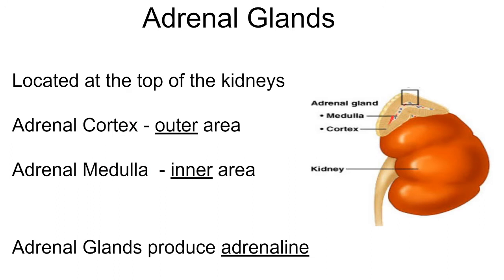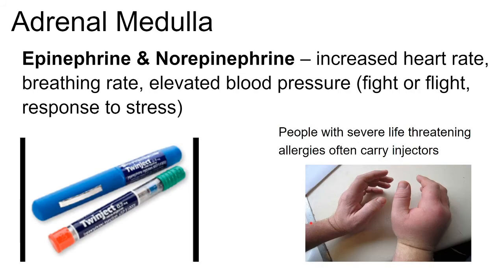Next, the adrenal glands. The adrenal glands sit on top of your kidneys. You have the outer cortex and the inner area, so the adrenal cortex and the adrenal medulla, outer, inner. They produce, as their name implies, adrenaline. So the adrenal medulla can help make epinephrine and norepinephrine. These increase your heart rate and breathing rate and elevate your blood pressure. These are what are released in your fight or flight response to stress.